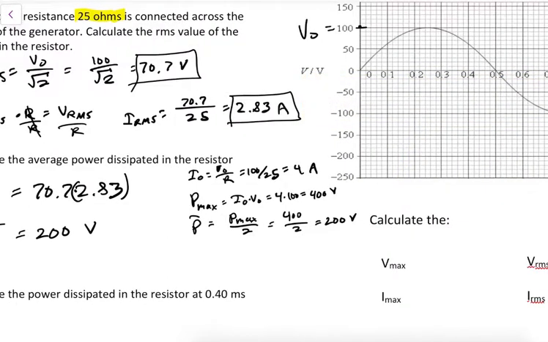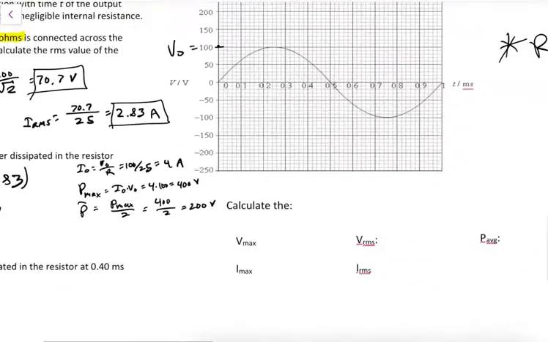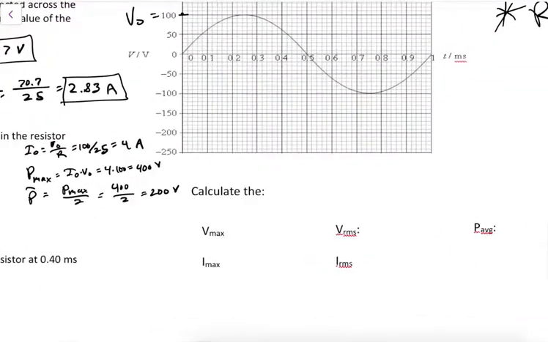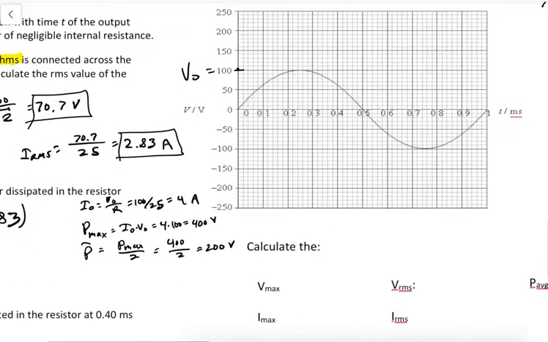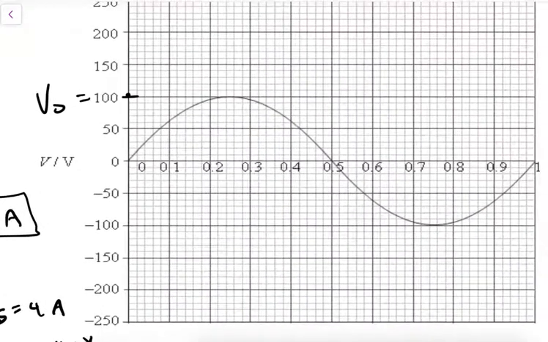All right, well, I've got one more question. I want to eventually solve for all this, but I've almost done it. So let's do part 3. Calculate the power dissipated in the resistor at 0.4 milliseconds. Now, since our voltage is alternating, our current is also alternating, so our power is also alternating. So what we found is a peak power and an average power, but we can also find this instantaneous power using the graph.